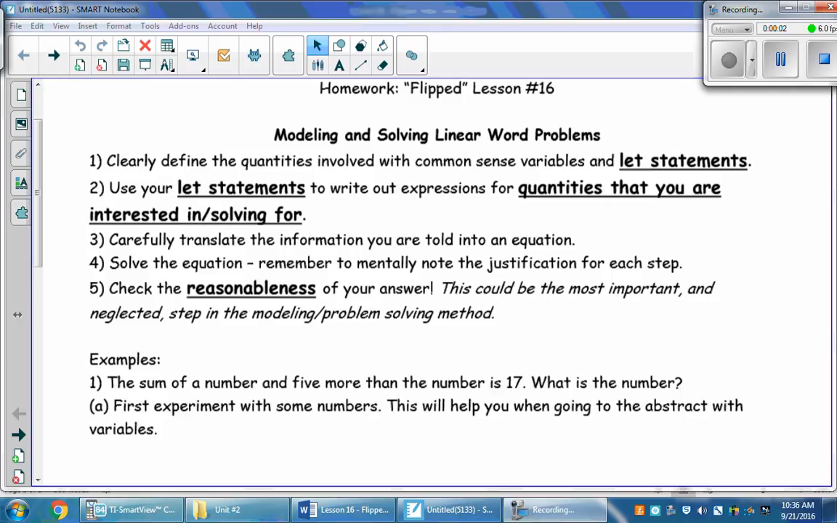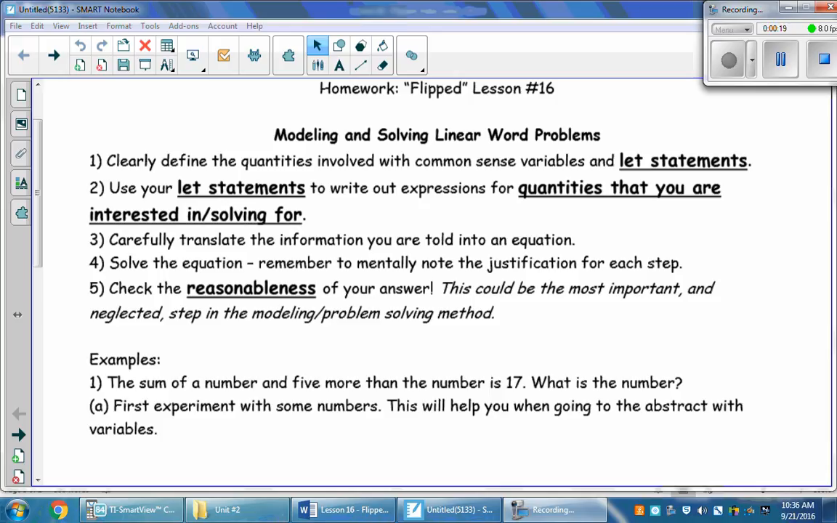Welcome to our first flip lesson. This one is lesson number 16, modeling and solving linear word problems. What you're going to do is start by filling in the blank spaces on your handout with what I have in bold. While you do that, I'm going to read through our basic steps for solving these types of word problems.